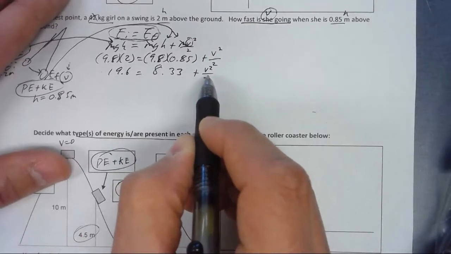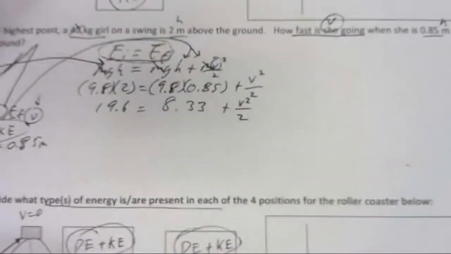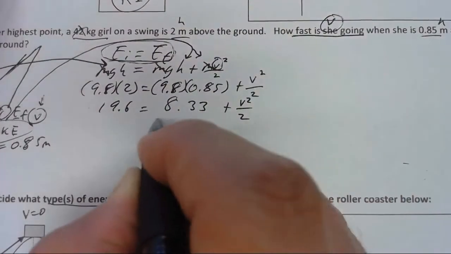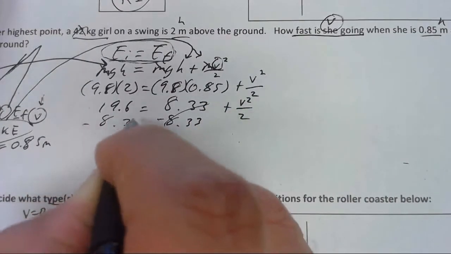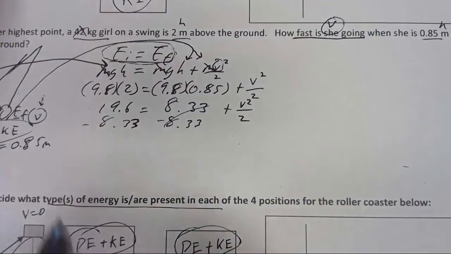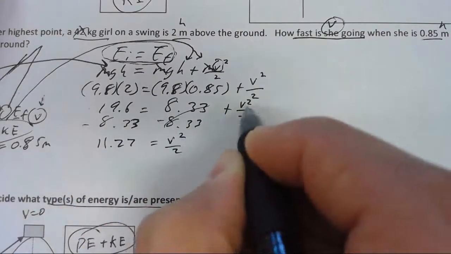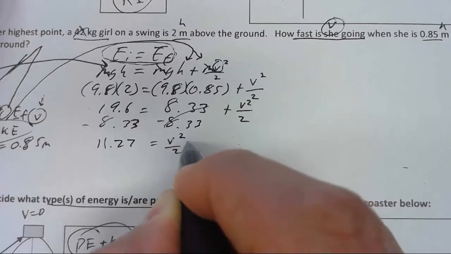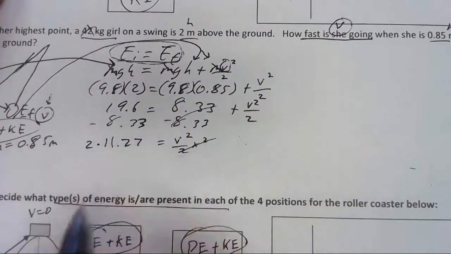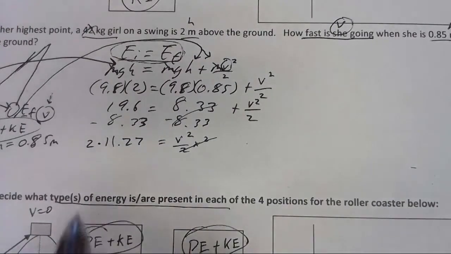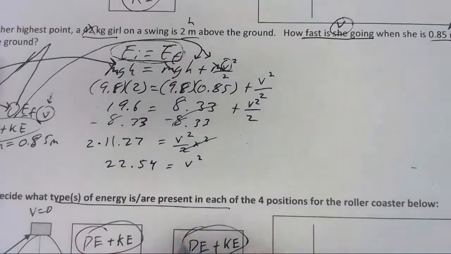This is multiplication. I would have to multiply by 2 to get rid of that. I'm not going to do that first. I'm going to subtract the 8.33 to get rid of it on the right side. When you do that, you get 11.27 equals V squared over 2. Pull that down. Now I'm going to multiply by 2 to get rid of it on the bottom on the right side. Do the same thing on the left. 2 times 11.27 is 22.54. Still have my V squared.